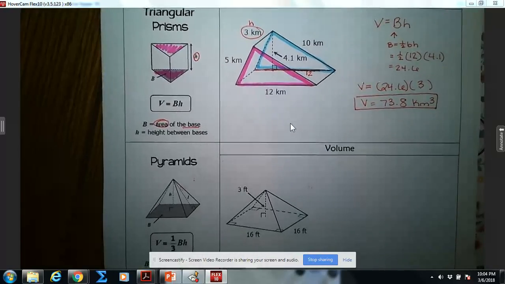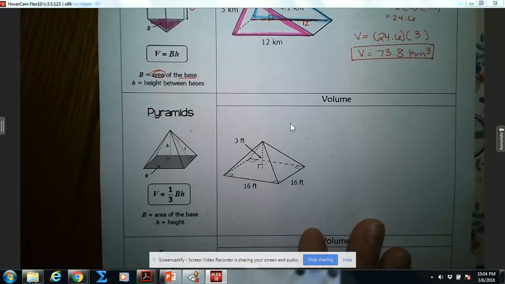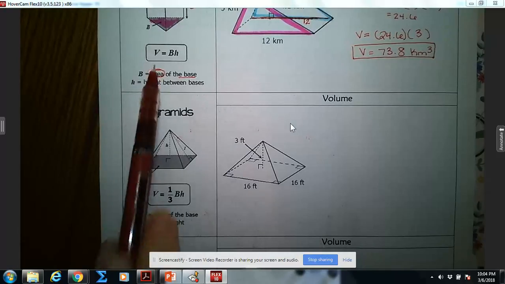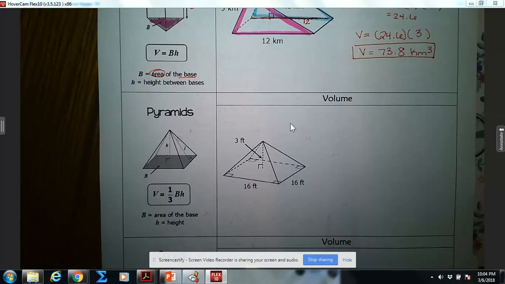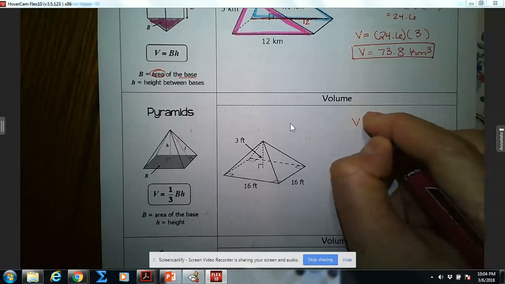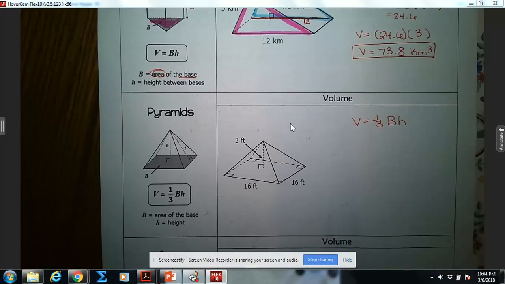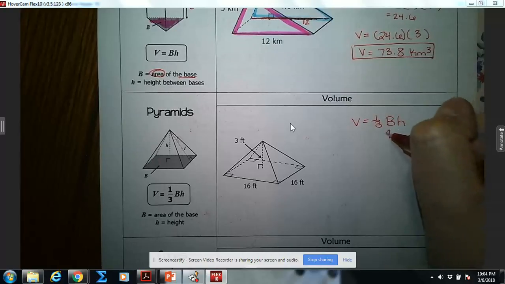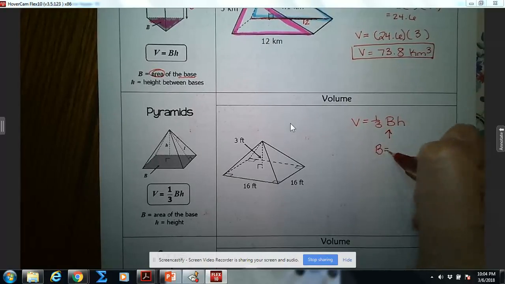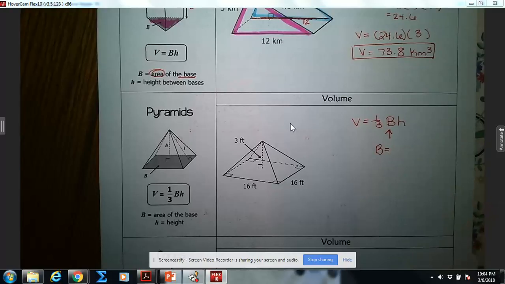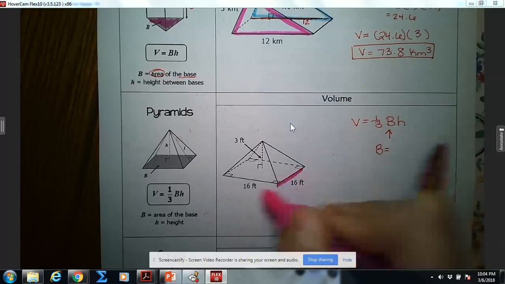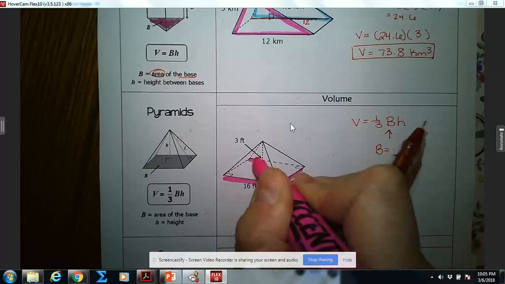Let's move on down to this pyramid. Okay. These two formulas are so similar. The volume formula for a pyramid is 1/3 times the base area times the height. So again, we have to do a little breakout session to solve for B. Let's look at the base of this pyramid. The base of our pyramid is 16 by 16, which means it's a square.